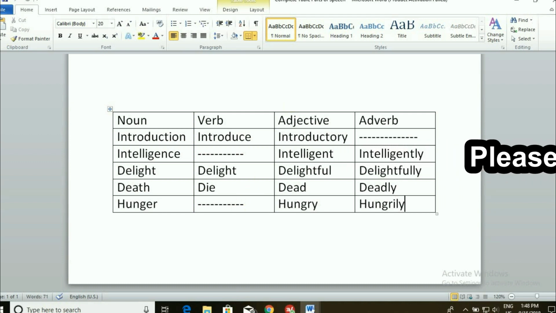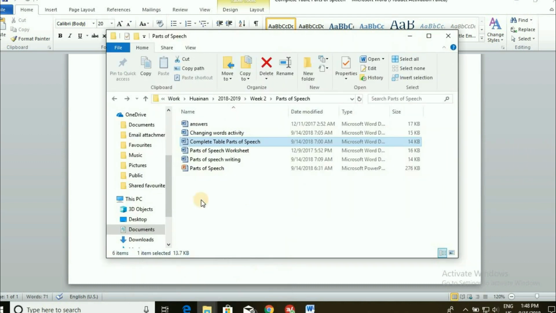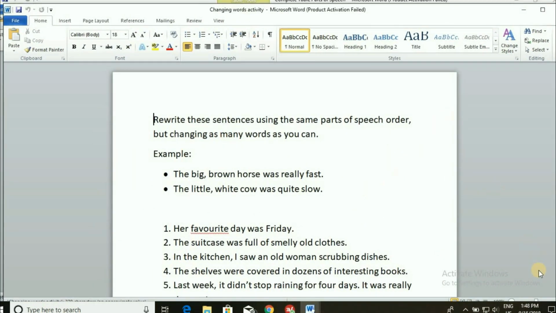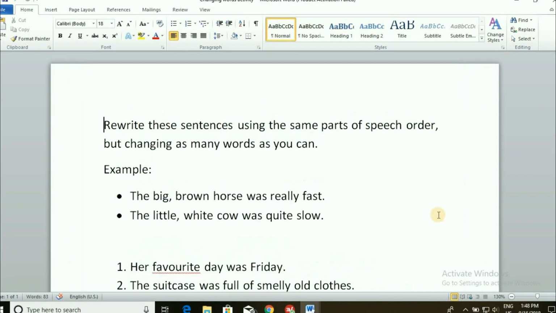Let's go on to our next exercise. And we're going to practice changing some words here. So when we're learning parts of speech, one thing we can do is to practice changing a part of speech to another of the same kind of part of speech. Let's look at this sentence. The big brown horse was really fast.